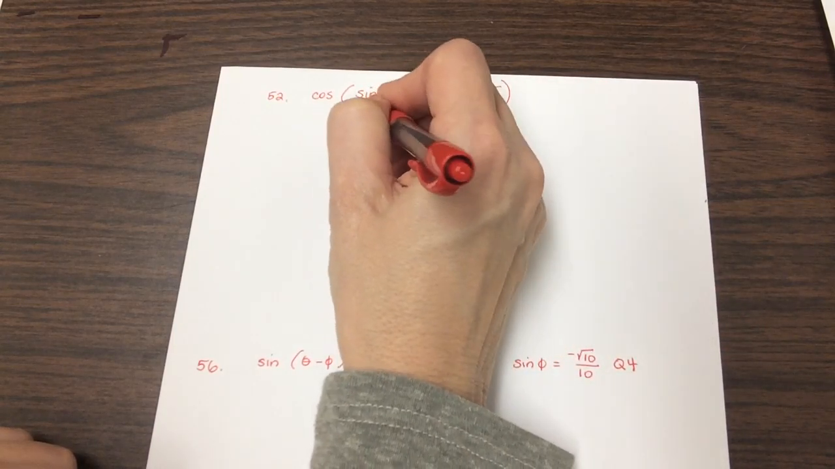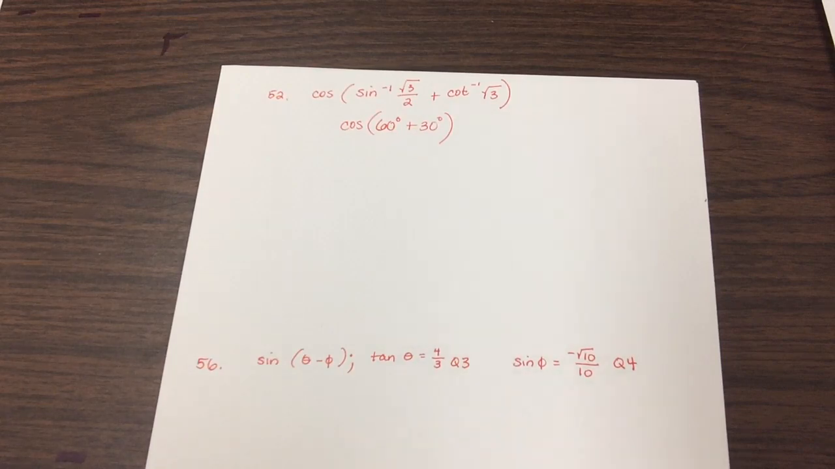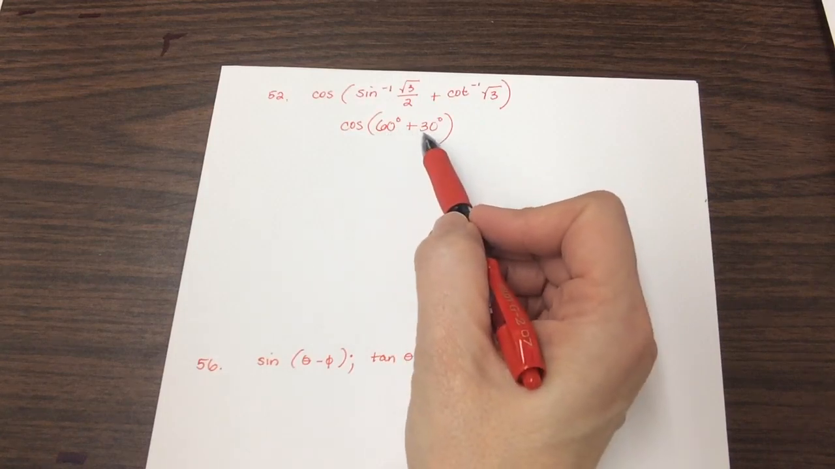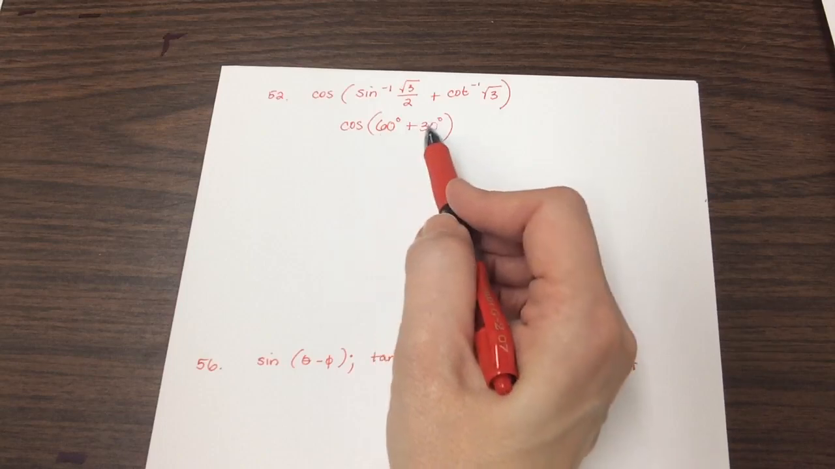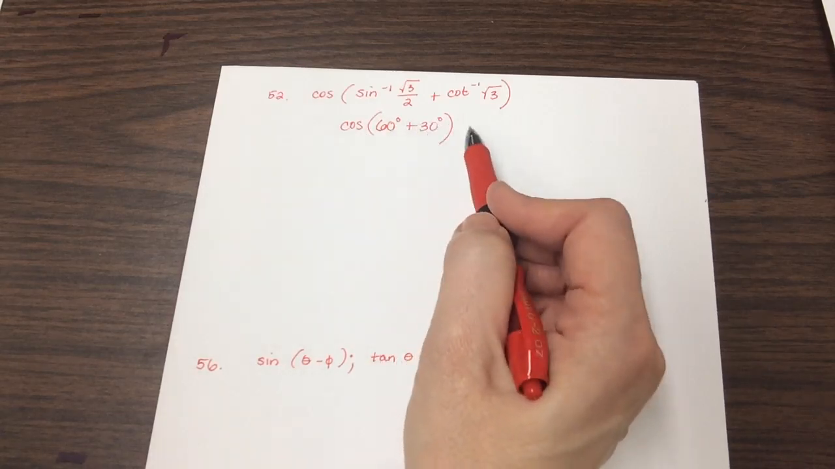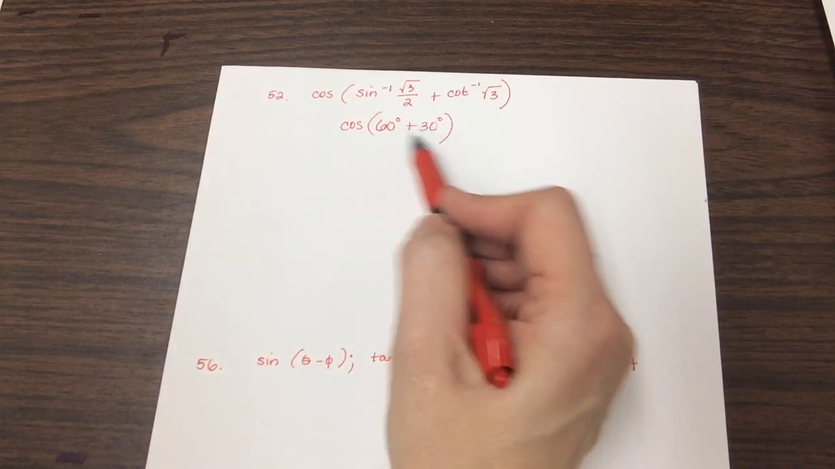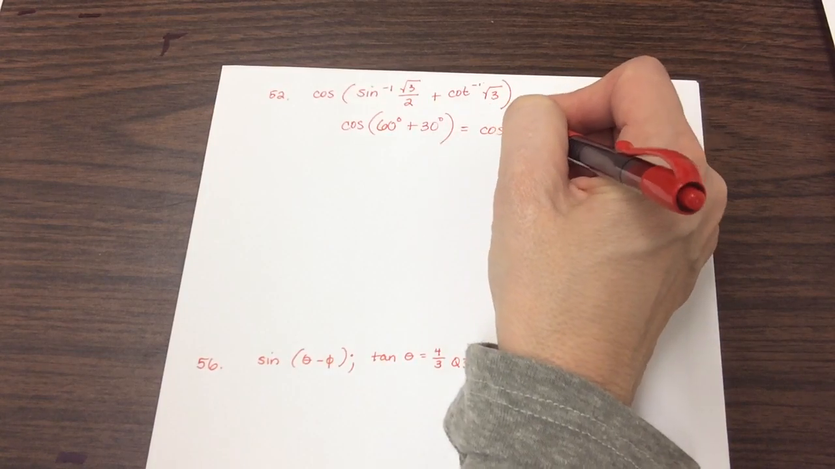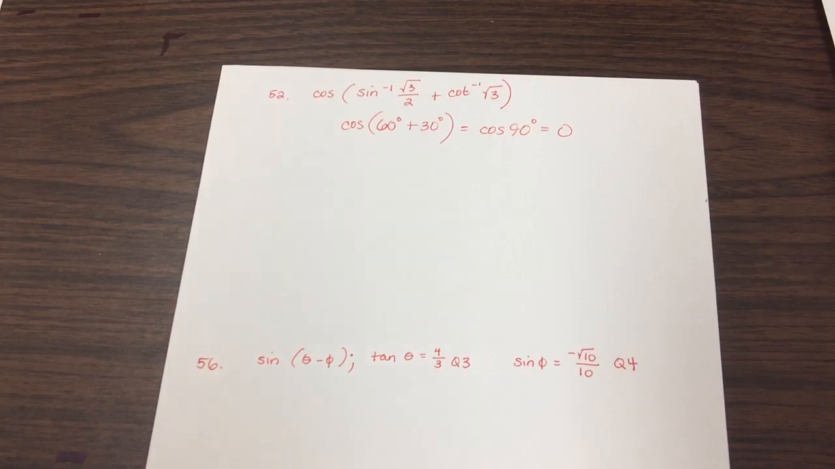So really this is asking me for the cosine of 60 degrees plus 30 degrees. Now, you could certainly use your addition formula for cosine here and break this down and look at cosine of 60 times the cosine of 30 minus the sine of 60 times the sine of 30. I'm not going to do that here because I think you can recognize that the cosine of 90 degrees is 0. Maybe I will actually write it out so you can see it.